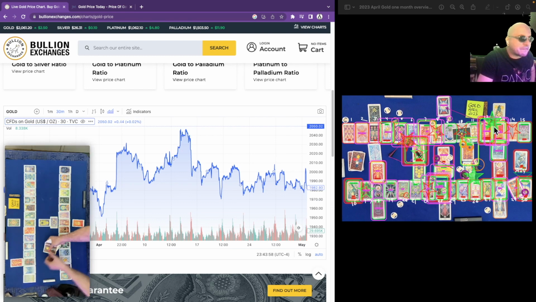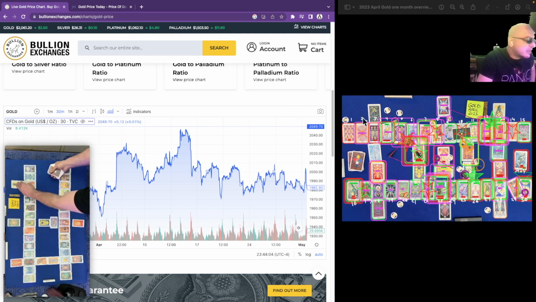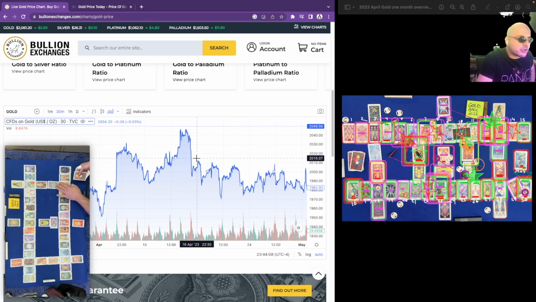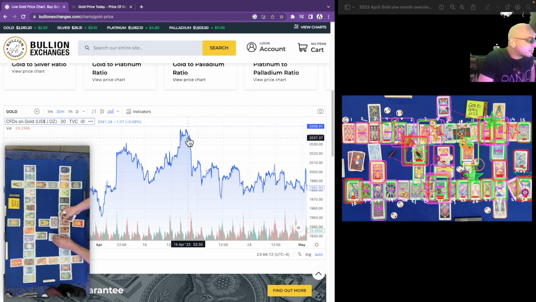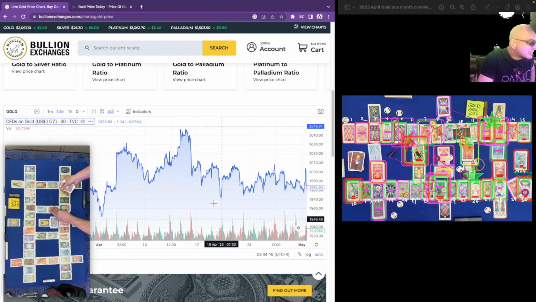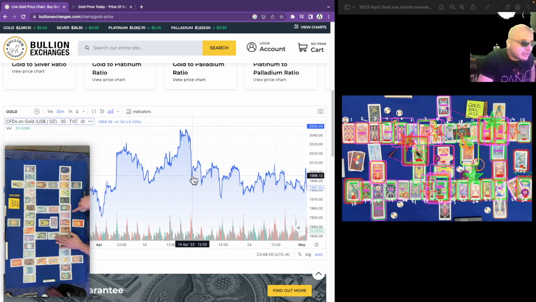Overall though, we nailed that first high, and that opportunity there to open up a short position was a solid trade, which you would have gotten in the paid version of the April reading. A solid trade for a short position. Close it on the 16th. Yeah, that's a pretty solid trade there. On the 22nd.